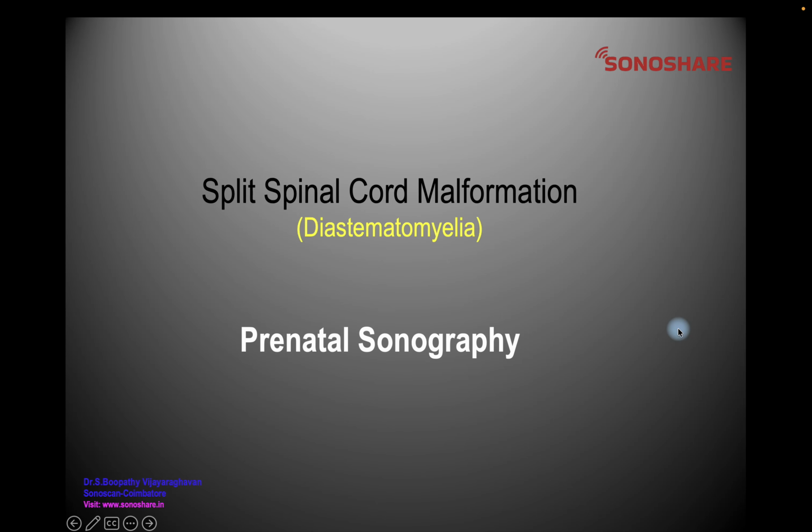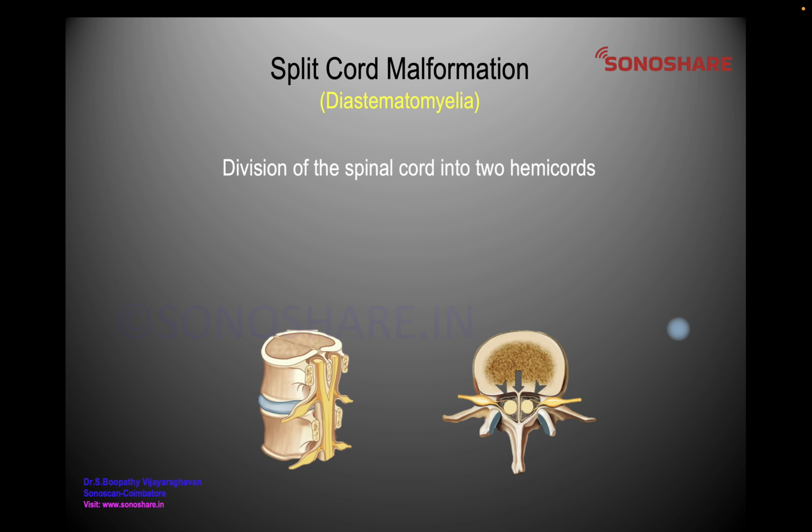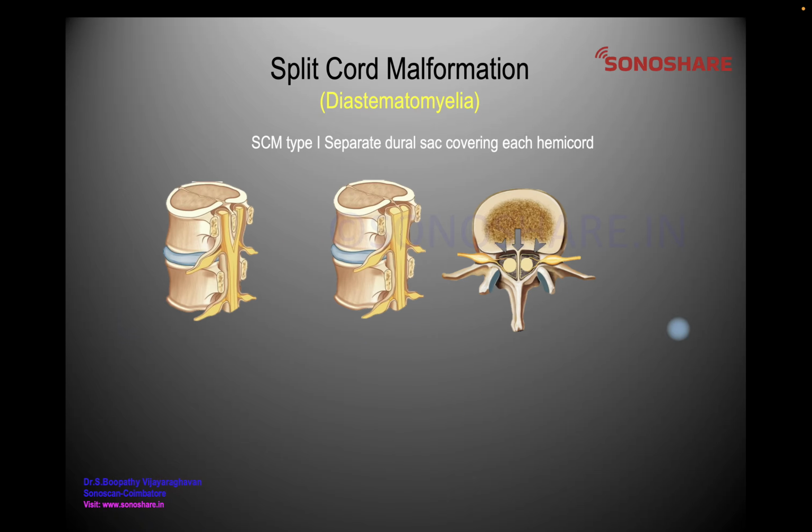Hello everyone, this is a lecture on prenatal sonographic spectrum of split spinal cord malformation, previously called Diastematomyelia. Split spinal cord malformation is division of spinal cord into two hemicords by a bony or a fibrous septum. It can be isolated or there can be associated anomalies.